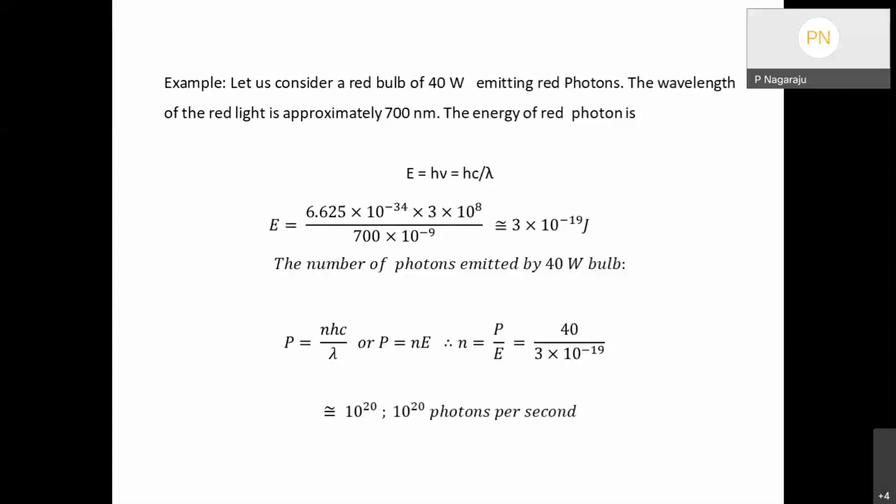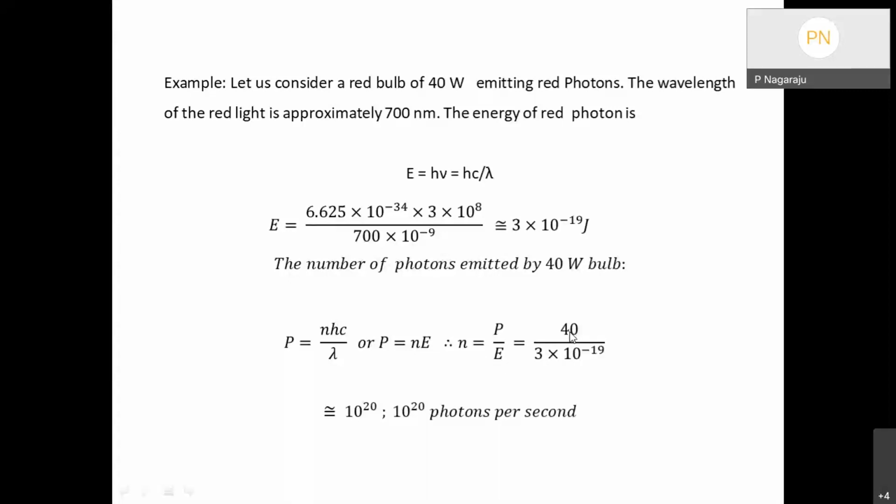And he suggested the light wave is also an electromagnetic wave. And therefore here I am substituting the values, and 700 nanometer, which we can write as 10 raised to minus 9. And if you simplify that, it comes out to be 3 into 10 raised to minus 19 joule. The number of photons emitted by a 40 watt bulb, we can use the formula like this: P is equal to N h c by lambda, or P is equal to N E. Therefore, N is equal to P by E.